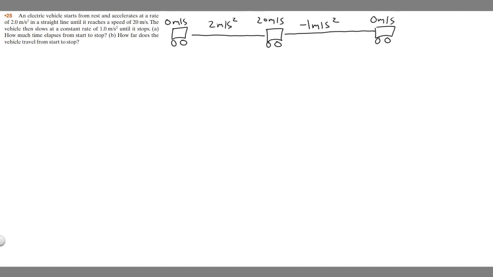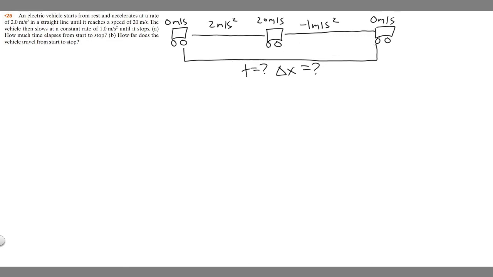And so what we're trying to do is find how much time elapses from start to stop and how far it travels. So if we label this whole thing, I'm going to say t equals question mark, because the total time it takes we don't know. And then also delta x, which is how far it travels, we also don't know. So I'm just going to label it like that. And now we can go ahead and try and solve.